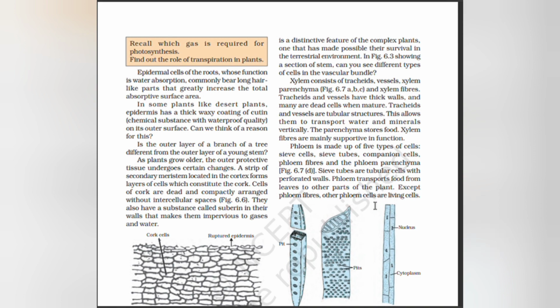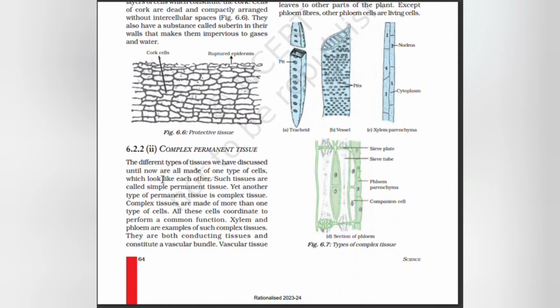Except phloem fibers, other phloem cells are living cells. Complex permanent tissue. The different types of tissues we have discussed until now are made up of one type of cells which look like each other. Such tissues are called simple permanent tissue.